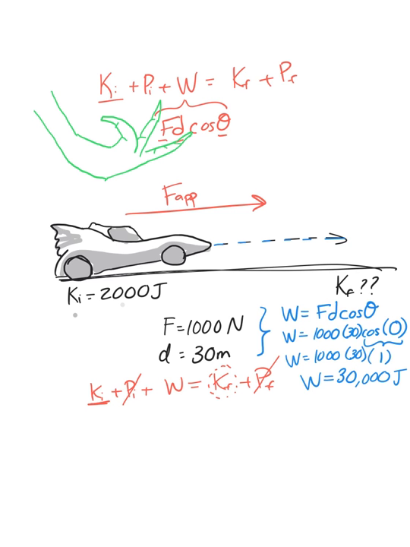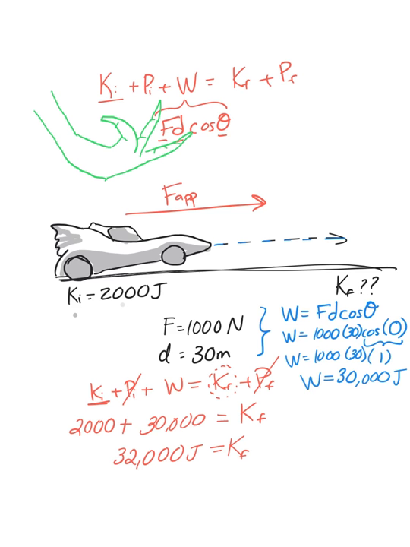So now we can put this stuff in. Originally it was going 2,000, plus our work was 30,000. Wow, what a kick. And that'll give us our final kinetic energy: 32,000 joules of kinetic energy.